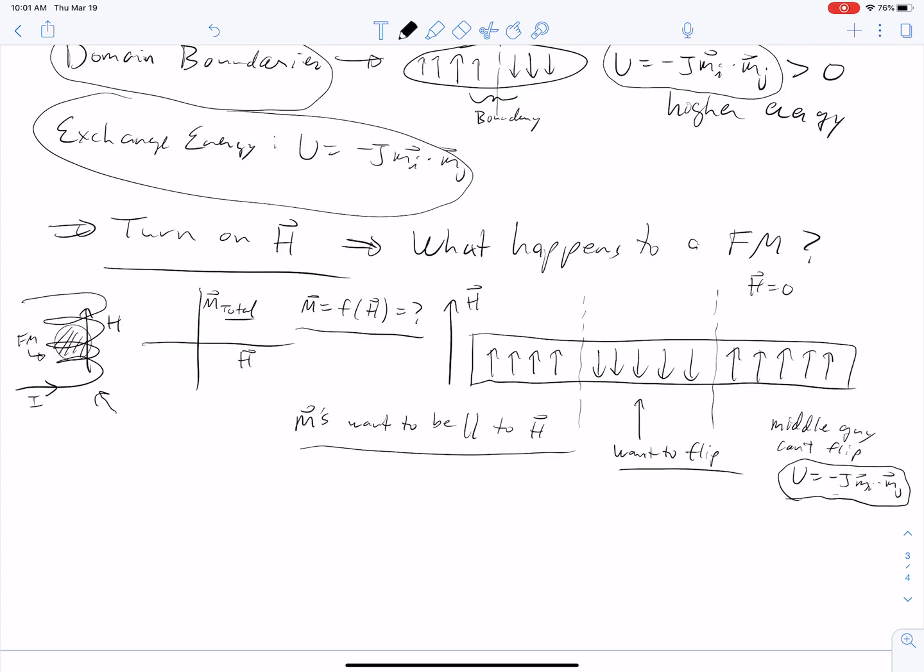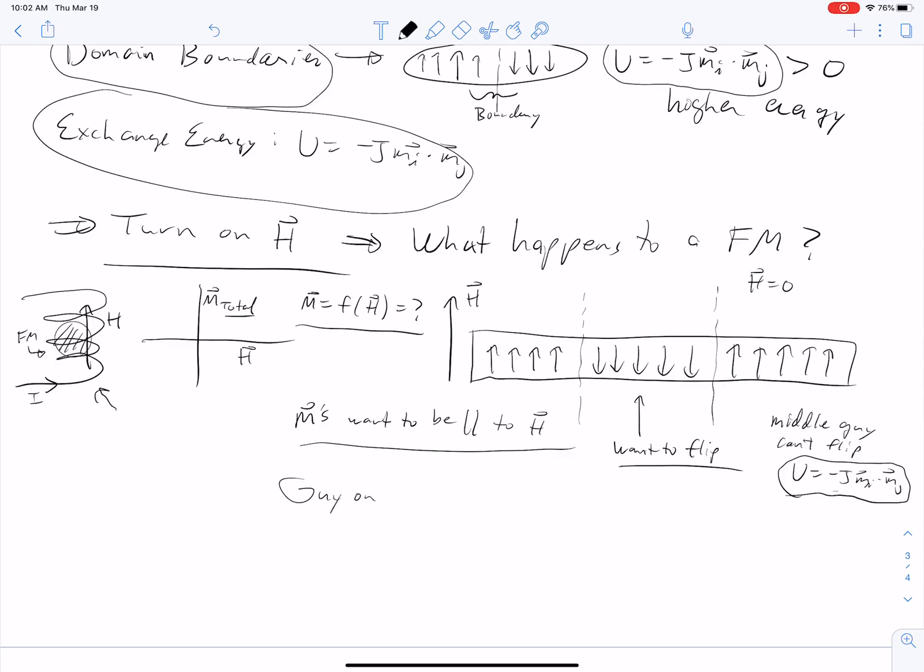So the middle guy can't flip, but the guy on the edge can flip. The guy on the edge flips more easily. This guy is on the edge, and this is the guy who's in the middle. So the guy in the middle can't flip because he has two nearest neighbors. But the guy on the edge, notice that if he flips, it's going to cost some energy, but he only has one nearest neighbor, so it's easier for him to flip, because he'll lose energy between these two guys, but he'll gain energy. The energy will be favorable between these guys. So if this edge guy flips, then he will be favorable.